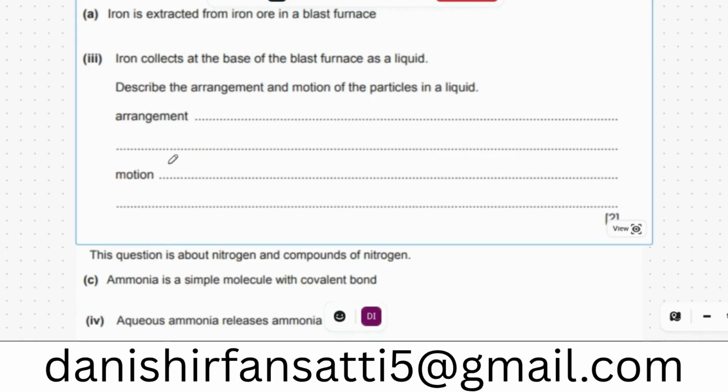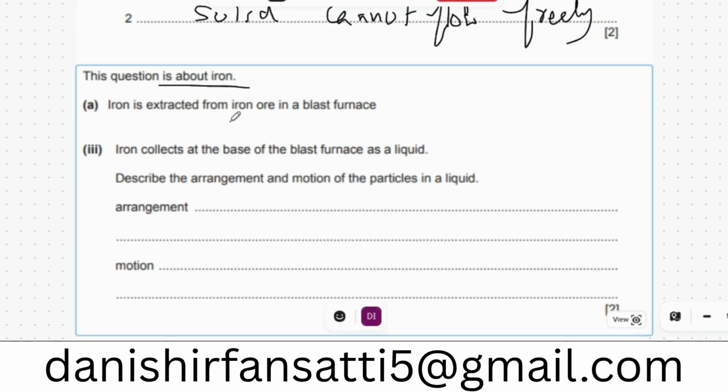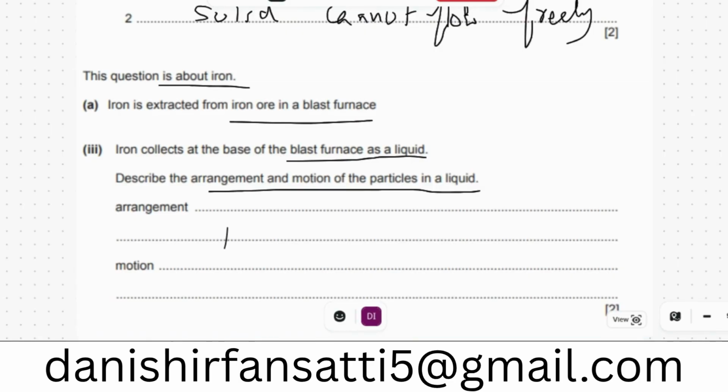Okay, now the next question is about iron. Iron is extracted from iron ore in a blast furnace. Iron collects at the base of the blast furnace as a liquid. Describe the arrangement and motion of particles in a liquid. Arrangement, as it is liquid, I will write here, irregular. Irregular because it is in liquid form. Okay, no particular arrangement. Irregular or no particular arrangement.